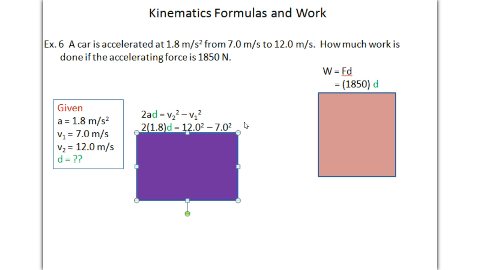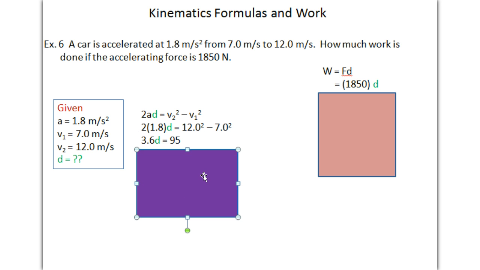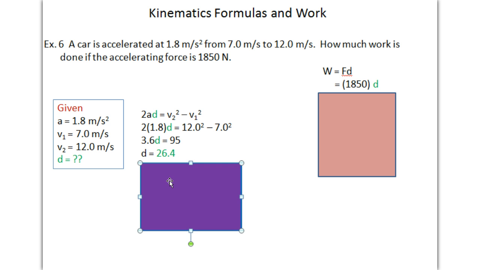Let's solve for d. And again, I'll go a little faster through this because this was already covered in Unit 1. If you have problems with it, please let me know. This side should work out to 95. You have 3.6d. Solve for d. So you divide by 3.6. And you have a distance of 26.4 meters.